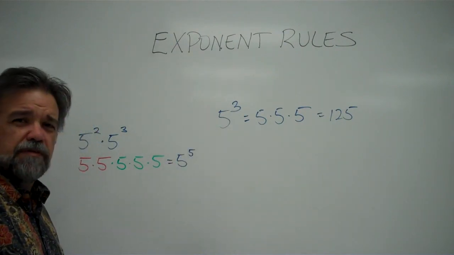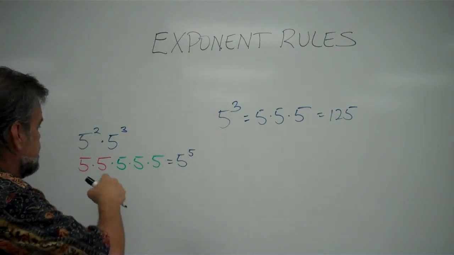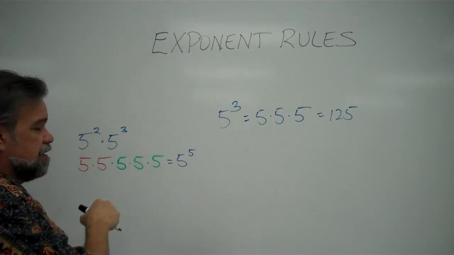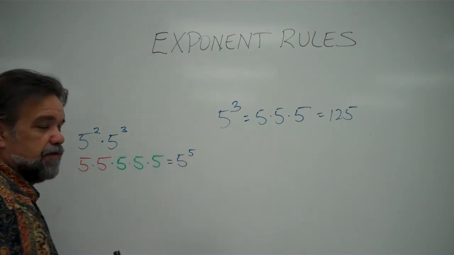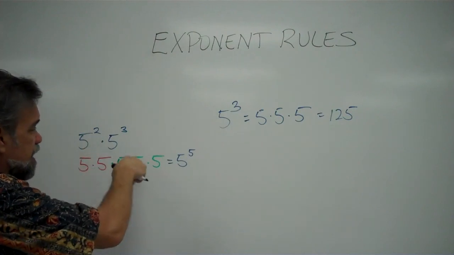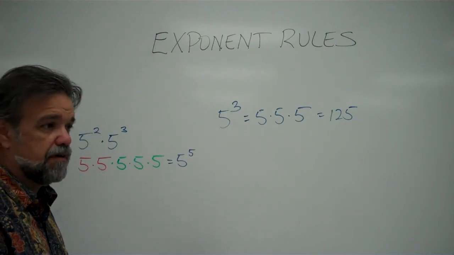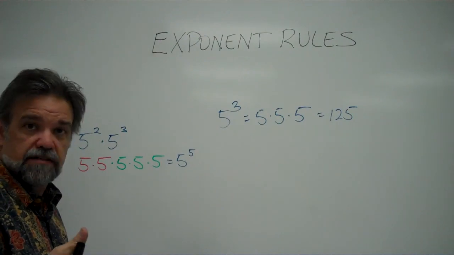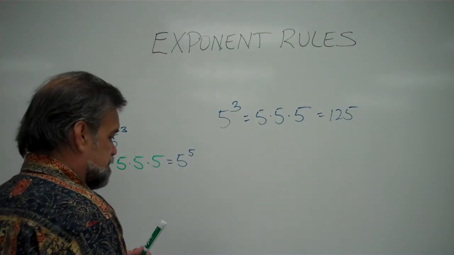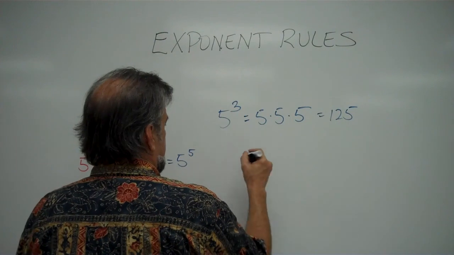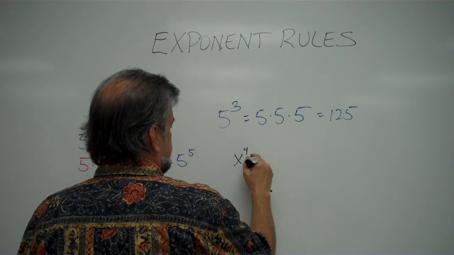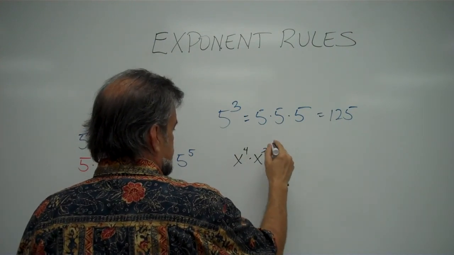Is there a faster way I could have done that? Yeah, I could have just said 2 plus 3 is 5, okay? And remember, I'm doing this with 5s, but there's nothing special about 5s. I could have done it with any number. I could have done it with, well, let's say x to stand for any number.